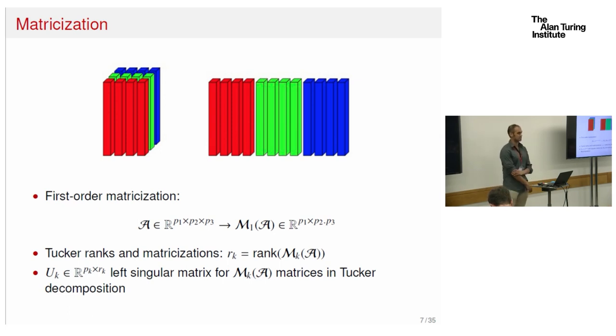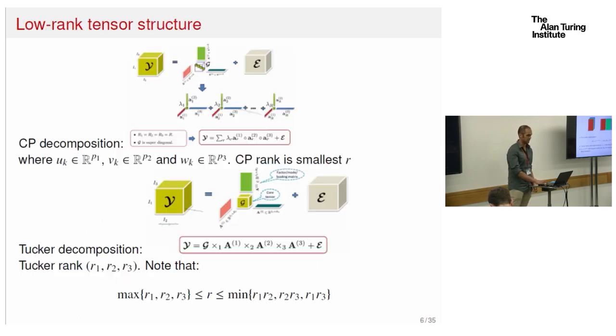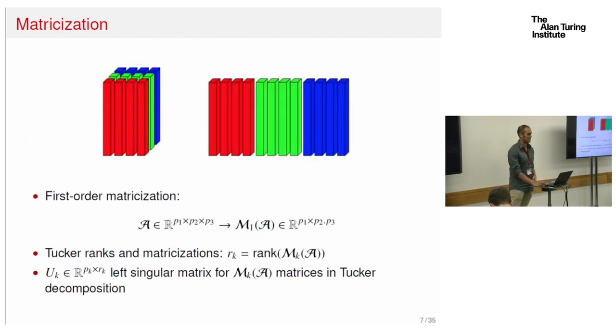And the nice thing about that is it also connects naturally to the Tucker rank and the Tucker decomposition, because the ranks correspond to the rank of the matricization, and the left singular matrices also correspond to these A matrices here, which is why you get the nice property of orthonormal matrices that you don't get with the CP decomposition. Okay, so that's the notion of rank that we'll stick to today.